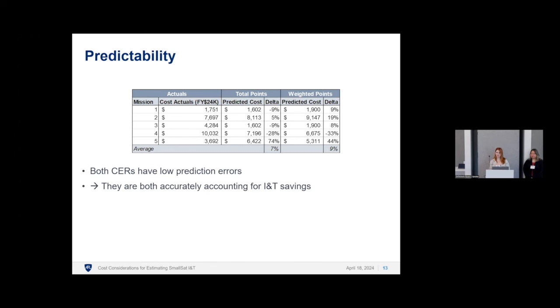Next, looking at predictability. So Kathy showed what the average prediction error was for the previous model for these data points, and it was an average of 306%. Now with these two models, with the total points model, you see an average of 7%, and with the weighted points model, an average of 9%. So both have low prediction errors and both are accurately accounting for INT savings.